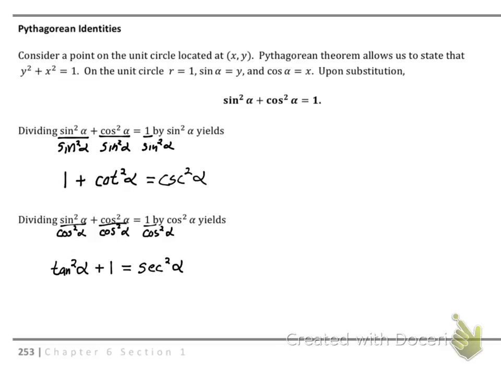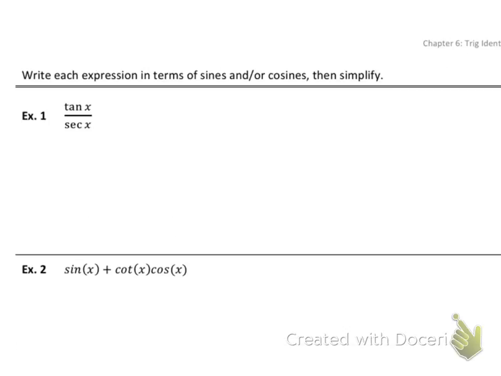All right, but those are the 3 big guys. If you know sine squared plus cosine squared equals 1, you actually know all of them. It's just whether you divide by sine or whether you divide by cosine that gets you the other 2. All right, any questions on those? Okay. Then what exactly are we doing in this unit?